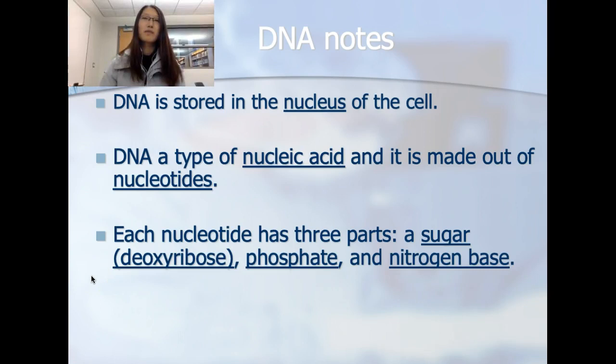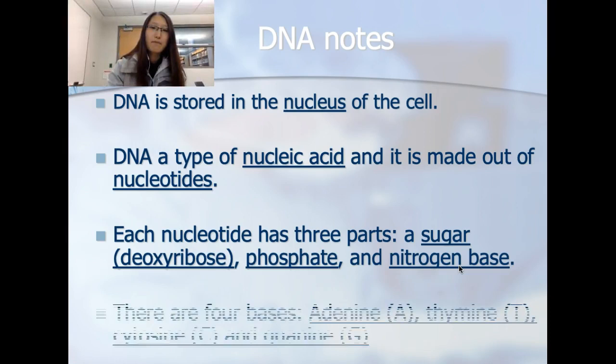Deoxyribose. This is important, because in RNA, the sugar is not called deoxyribose. So deoxyribose, and then we have a phosphate group and a nitrogen base. These are things that if I were to ask you, what are the three parts of a DNA nucleotide? You should be able to write out these three parts by yourself, okay?